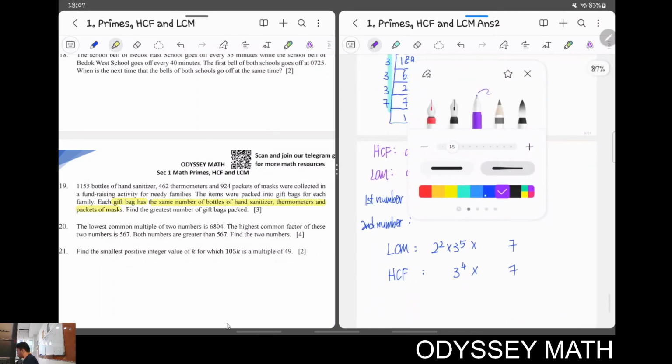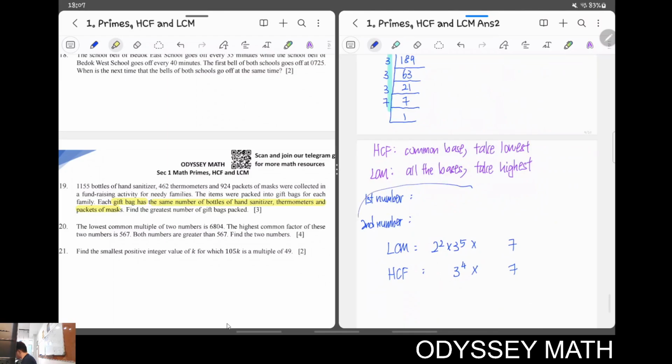So now we are just doing the reverse. All the time we have been given the two numbers, then we find the LCM and HCF. We have been doing the forward direction. So the hard part is, given the LCM and HCF, find the two numbers. It's more like guess and check, but using this purple statement to help you. Let me recap again. HCF, common base take the lowest, and LCM, all the bases take the highest.